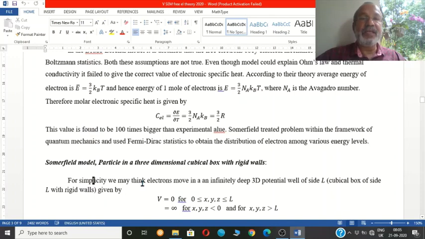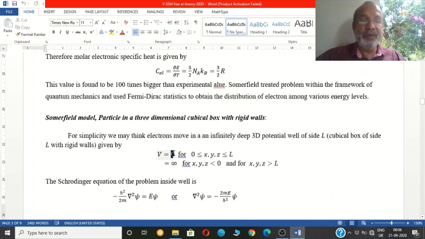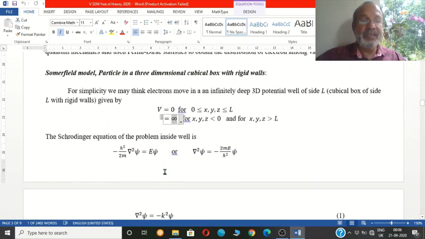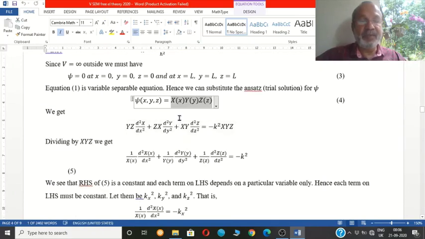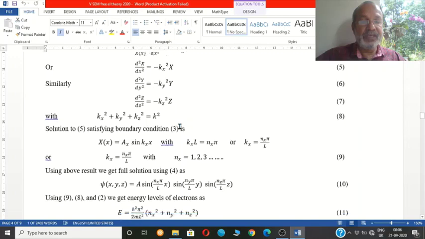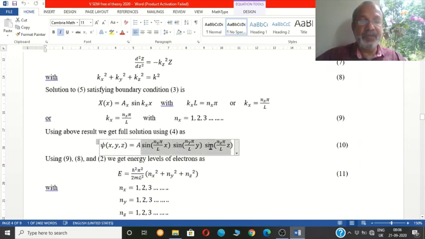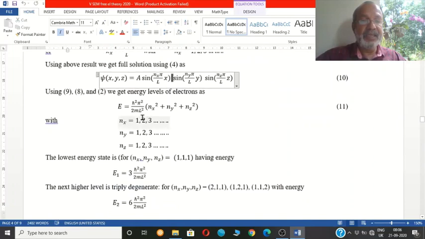We have started with a particle in a box problem. So we have considered a cubical box of side L, and inside, the potential energy of the particle is 0 and outside is infinity. So a particle trapped inside the box cannot go outside. So that is the problem, and we have constructed the Schrodinger equation. This is the Schrodinger equation. The equation is in variable separable form, and we have obtained the solution as a product of three sine functions like this. Then energy is obtained.